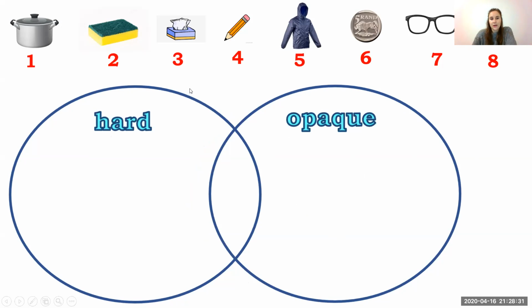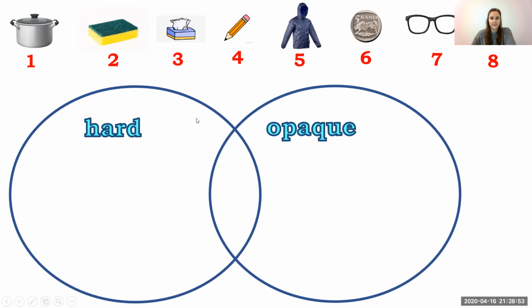It says, you're going to draw 2 circles and write hard and opaque. Remember, opaque is the opposite of transparent. So opaque, we cannot see through. Okay, so try now by yourself. Then we will check. Okay, so let's check your answers.